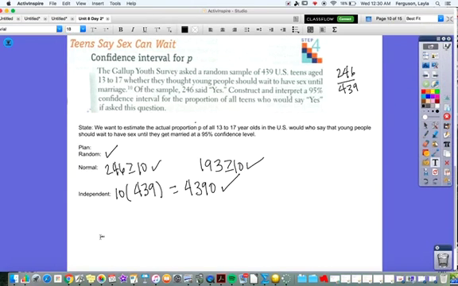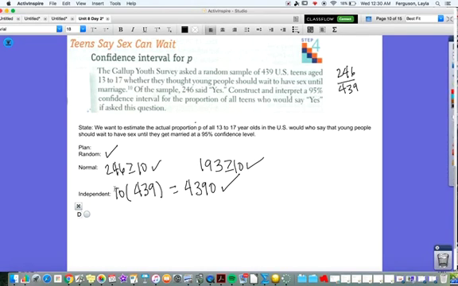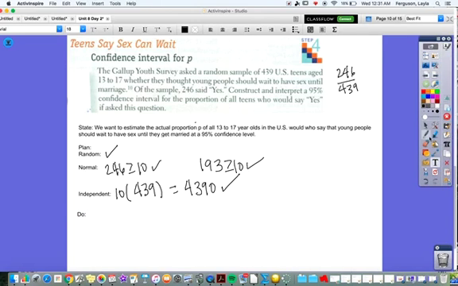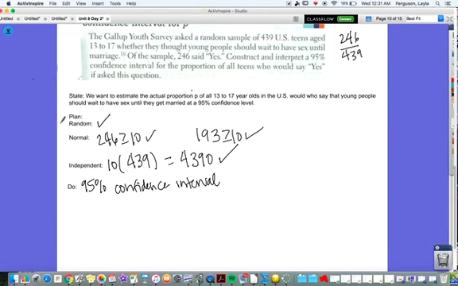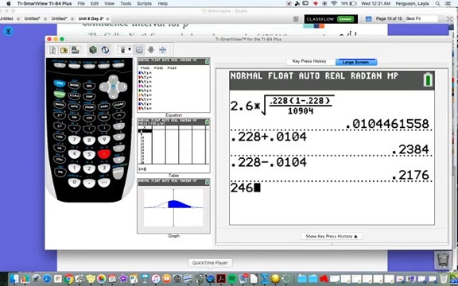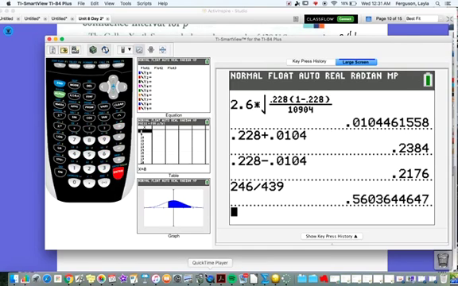All right, so the next thing you have to do is your do step. Your do step is going to be to calculate a 95% confidence interval for P. To calculate a 90% or 95% confidence interval, you are going to have to know your P hat. Your P hat would be 246 over 439, 246 divided by 439, which gives you 0.56.